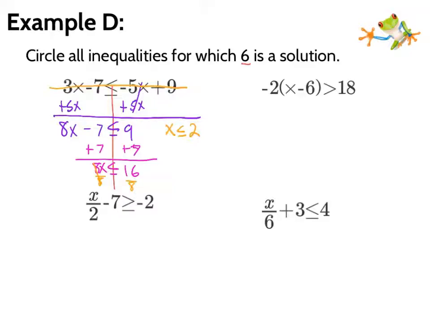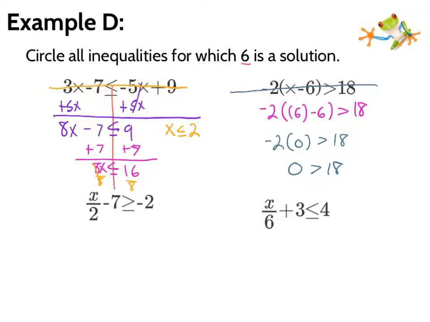No, it's not. So this one is not a correct answer. Now let's take a look at the second one, and this time we're going to use the substitution. So this time I'm going to take my negative 2, plug in 6 into my inequality: negative 2 times (6 minus 6) is greater than 18. So let's see if that works out now that we substituted in. We're going to follow our order of operations. 6 minus 6 is 0, so I'm going to end up with negative 2 times 0 is greater than 18. Negative 2 times 0 is 0. Is 0 greater than 18? That doesn't appear to be accurate, so therefore this one is not going to be correct either.